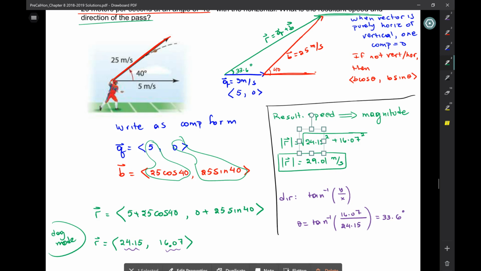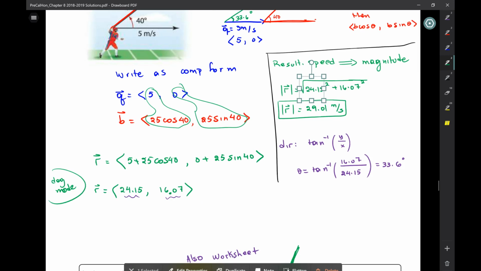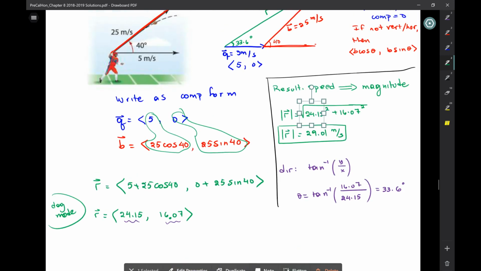Is the angle the adjacent angle to the 40-degree one? Is that one the 140 because it's this one here? Yeah, that's the whole angle, right? Yeah, but we don't care about that.